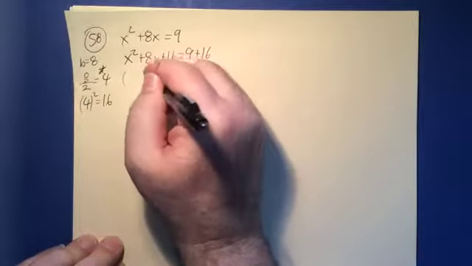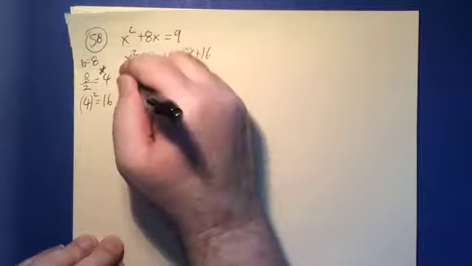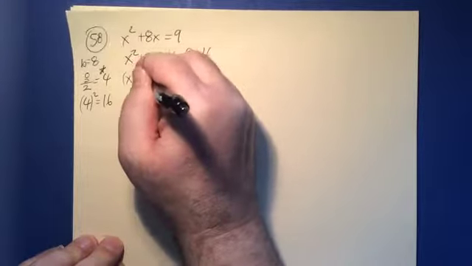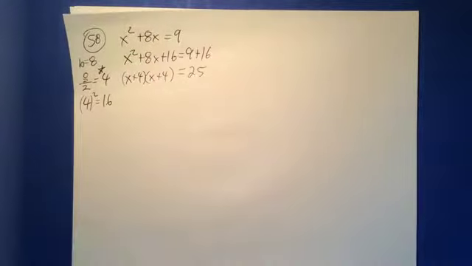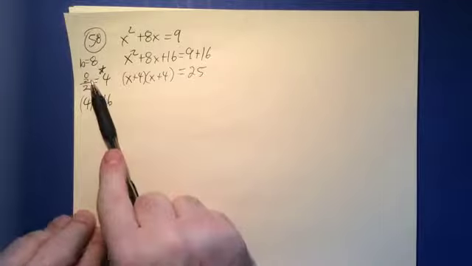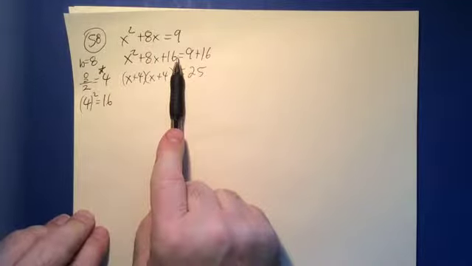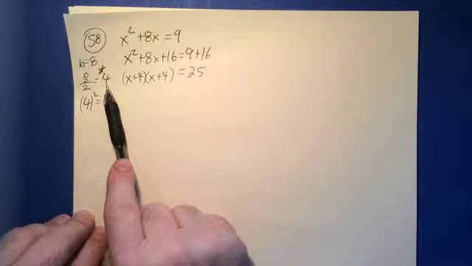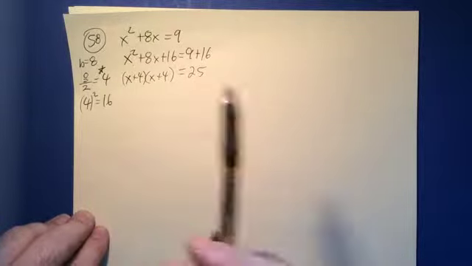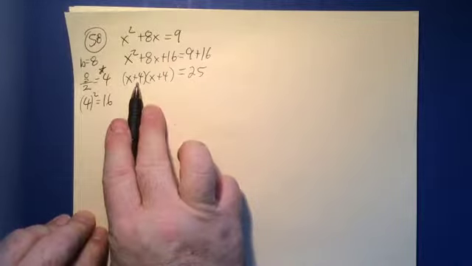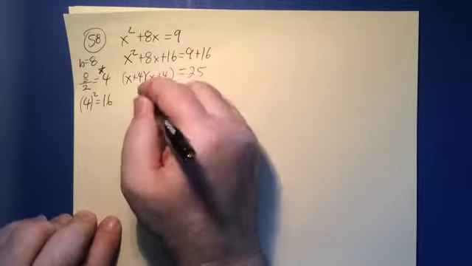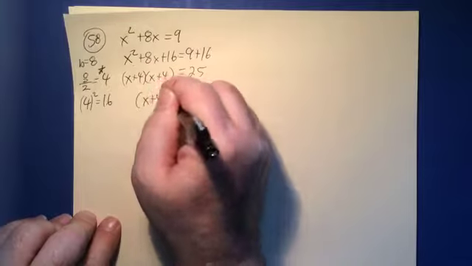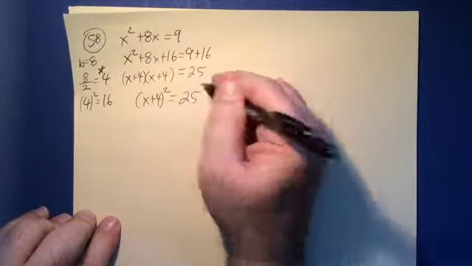And sure enough, I can factor this as x plus 4 times x plus 4. This is why we do this work on the side to generate this number. And in fact, if you want to know what number is going to go here, you look for the number we star in the first step of what we do with b. So I can write this as x plus 4 squared equals 25.